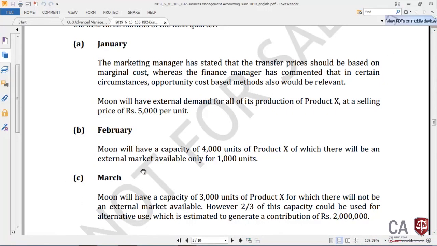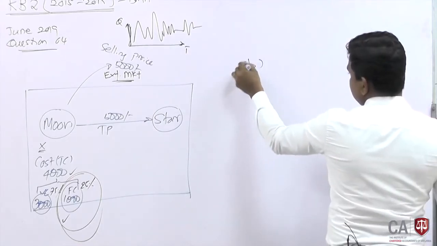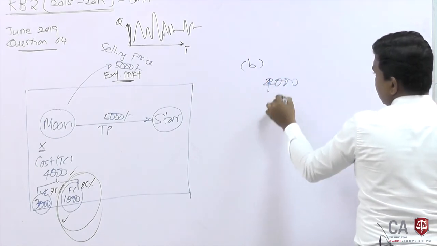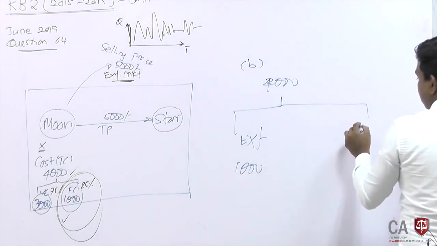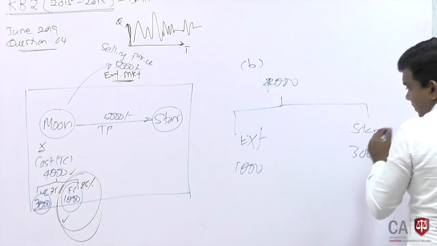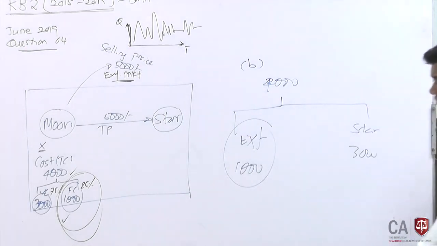the February scenario, their full capacity is 4000, right? Out of that 4000, I will explain it again for you, I have missed to explain that part. In the February case, that case B, their full capacity is 4000, out of which for the external market they can supply 1000, and for Star they can supply the balance 3000, right? Here they have an opportunity cost, therefore no issue.